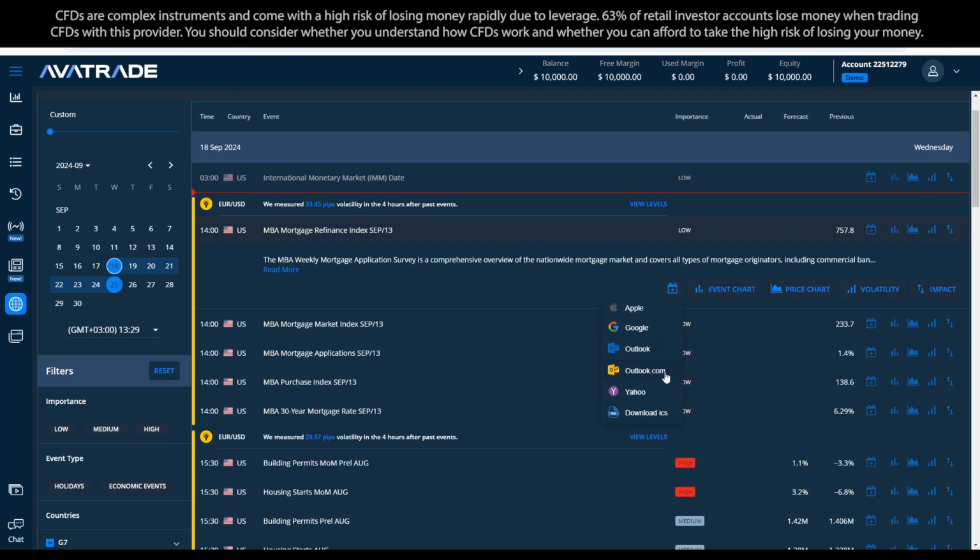I can click here and then add it on my Google or Outlook or whatever else I'm using. And then I can know when this event takes place, and I can prepare myself with analysis and right away dive onto the market. Okay, it's very, very useful to add it to your calendar. I highly recommend it. It's just very good for fundamental analysis.